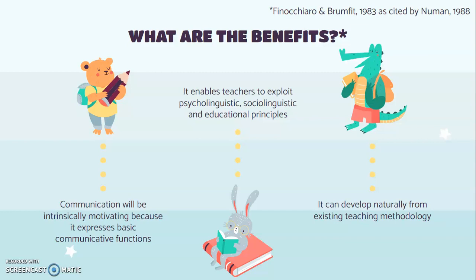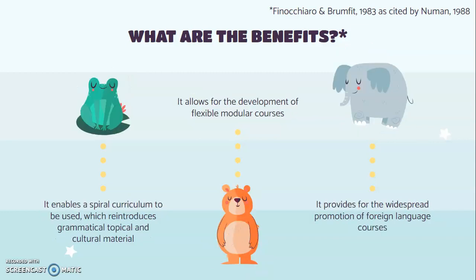It enables teachers to exploit psycholinguistic, sociolinguistic, and educational principles. It can develop naturally from existing teaching methodology. It enables a spiral curriculum to be used, which reintroduces grammatical, topical, and cultural material. It allows for the development of flexible, modular courses. It provides for a widespread promotion of foreign language courses. So, considering all of these benefits, then what are the drawbacks?